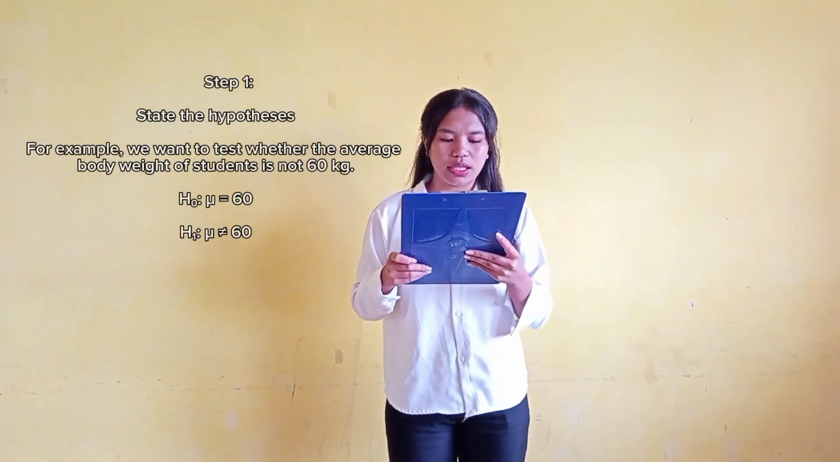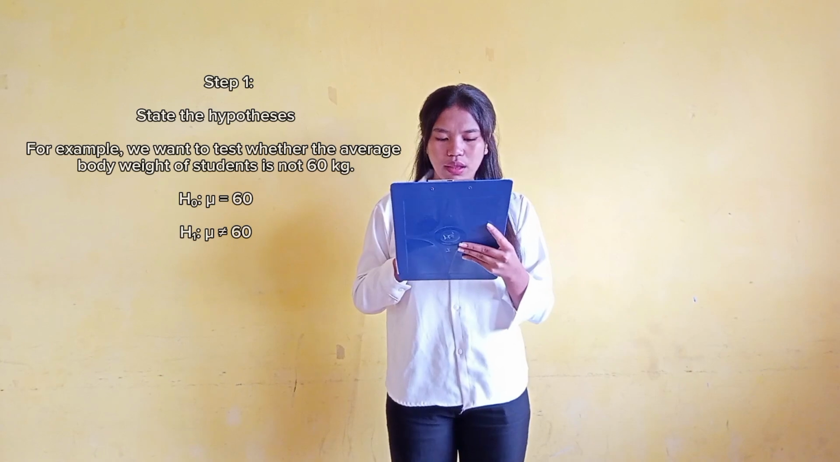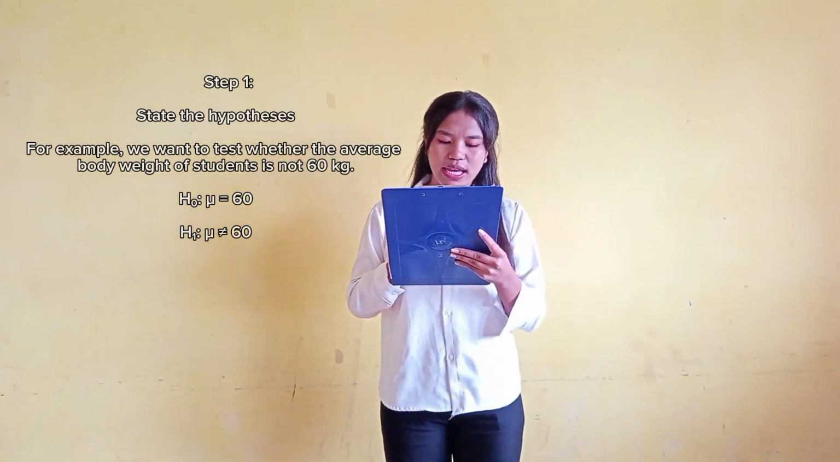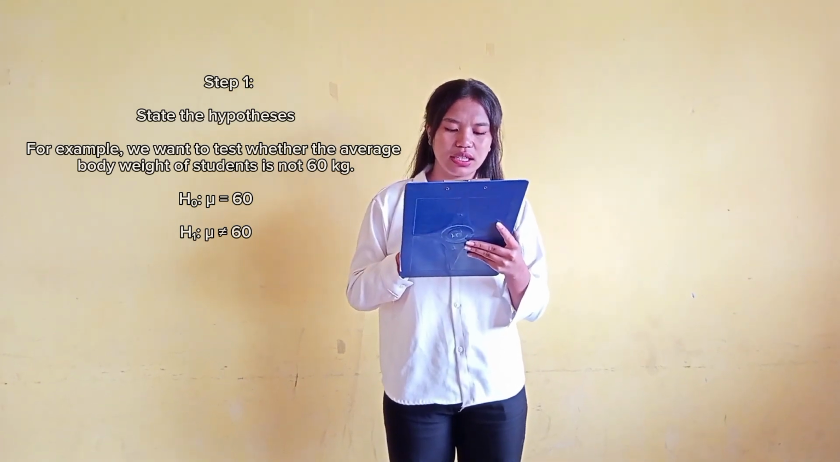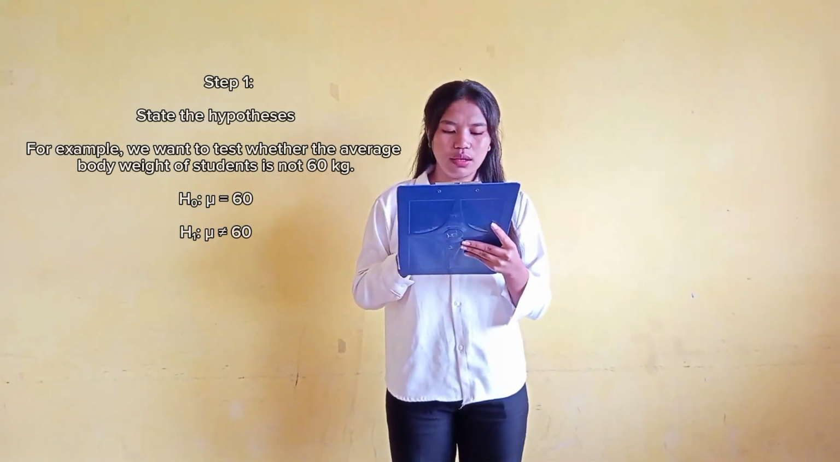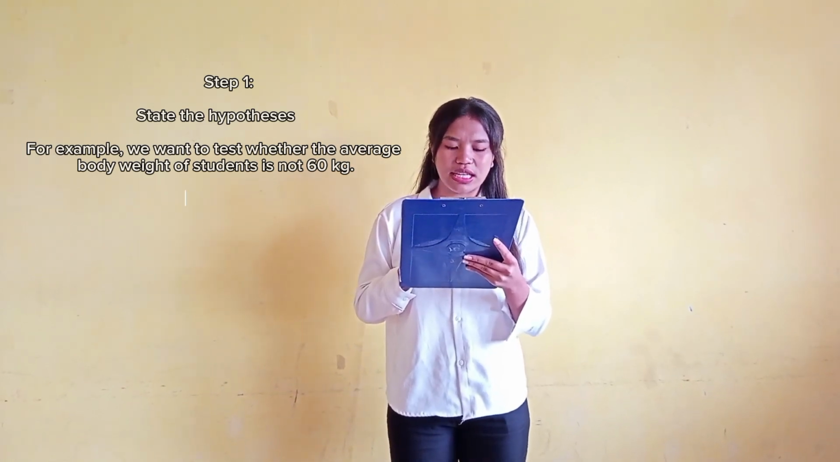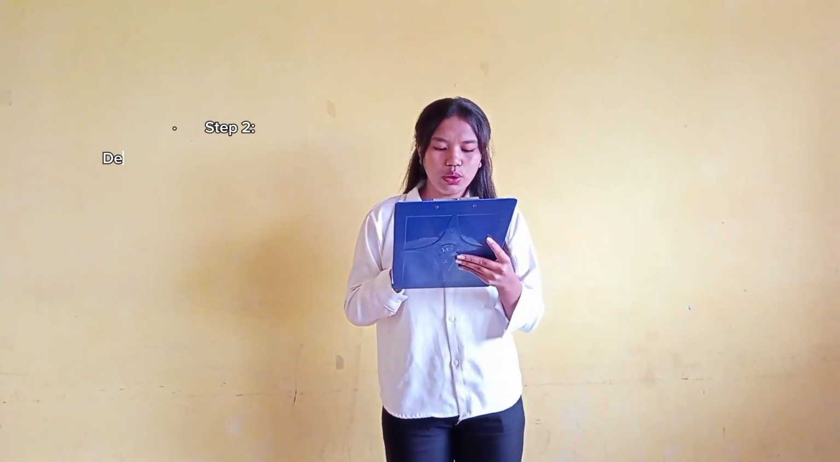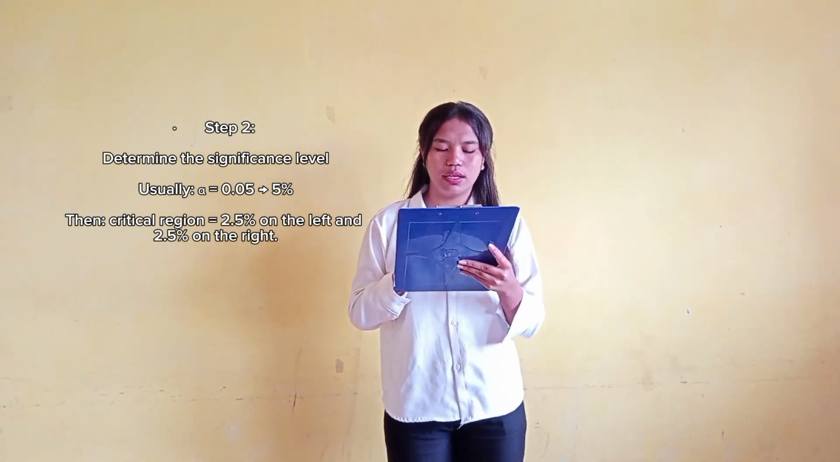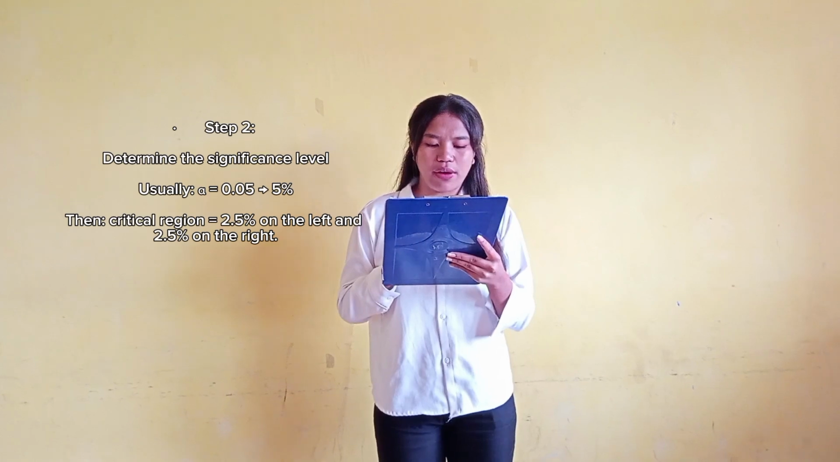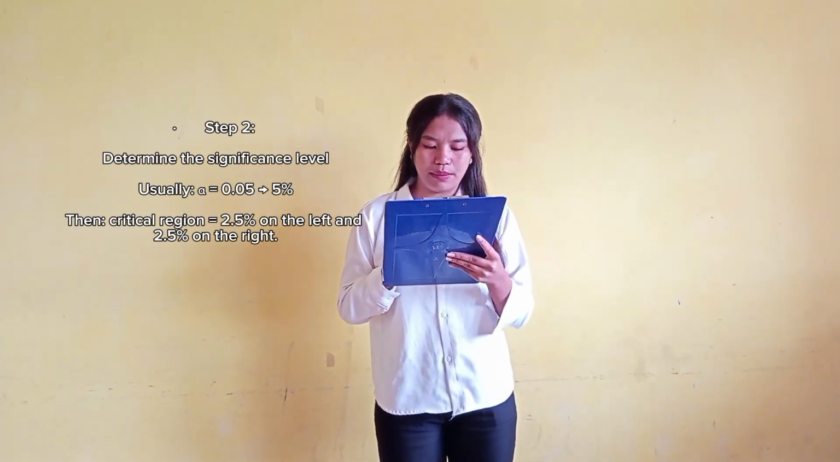Fourth, steps in a two-tailed hypothesis test. Step 1. State the hypothesis. For example, we want to test whether the average body weight of students is not 60 kg. H0: mu equals 60. H1: mu does not equal 60. Step 2. Determine the significance level. Usually, alpha equals 0.05 or 5%.